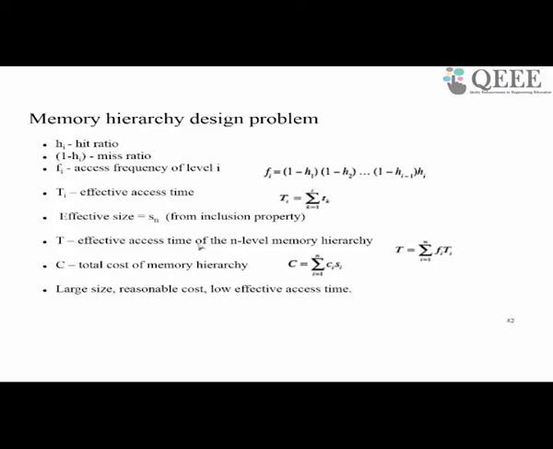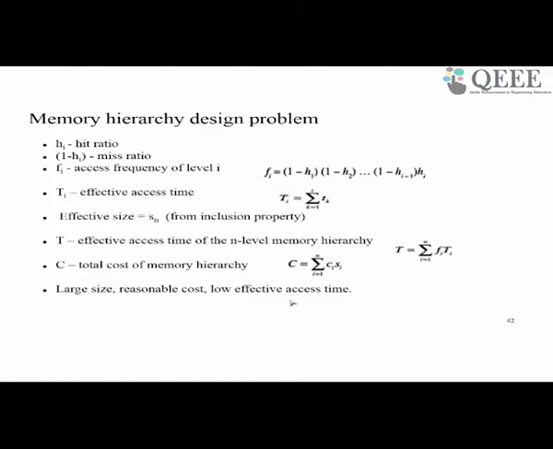Normally it will so happen that the first level cache should have a hit ratio of the order of 0.9, the second level cache may be 0.97, and the main memory 0.99. This is the kind of hit ratio we would generally try to achieve.